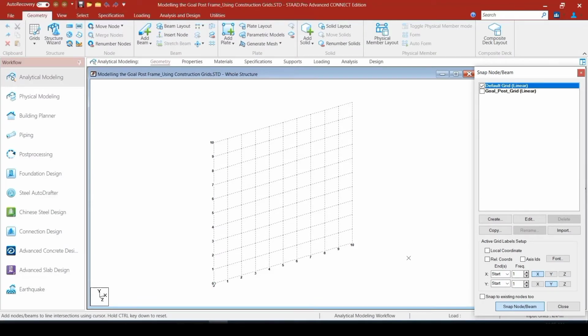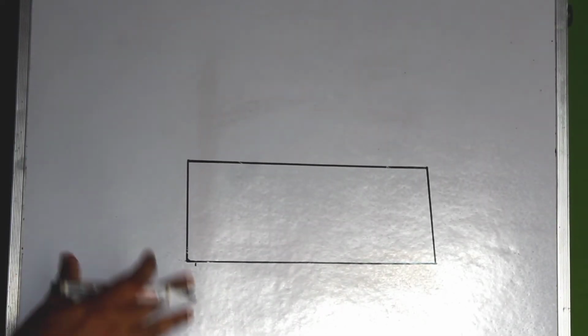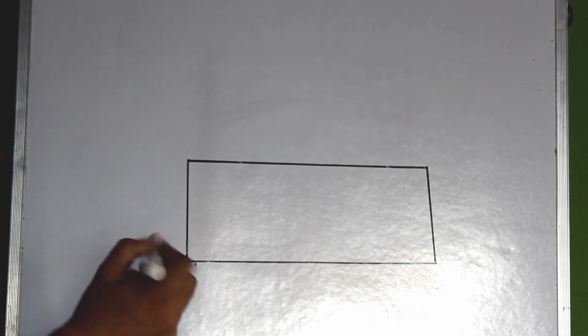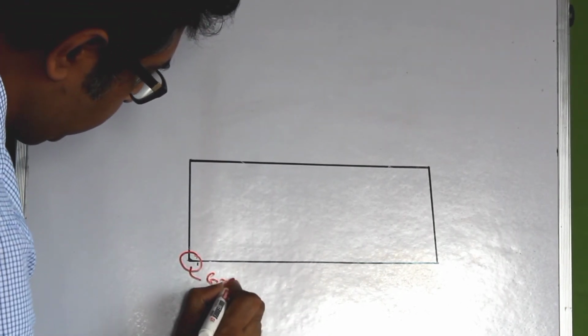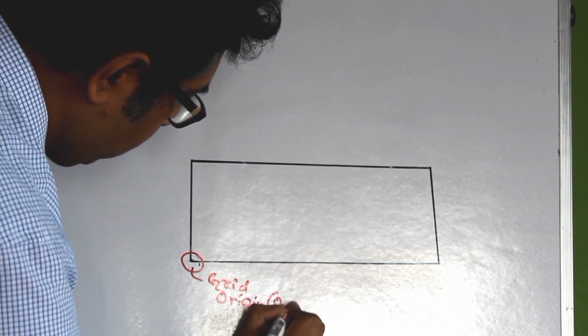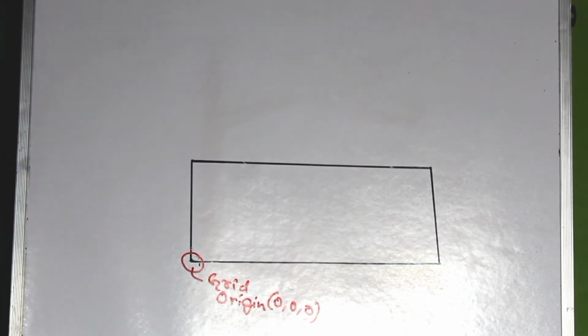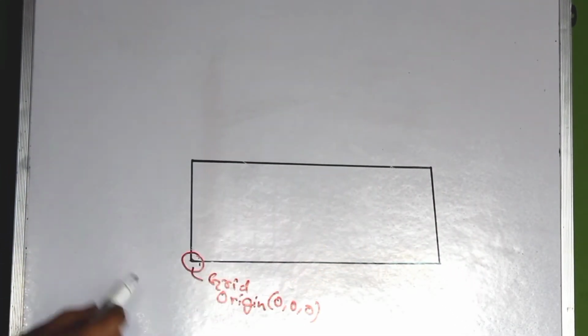Now let us try to understand the grid that would be created due to this specification. The grid that we would have created would look like this. Let this be the grid origin. Remember that our grid origin was at global coordinates of 0, 0, 0, and we had only one division on the right of the grid origin at 5 meter spacing.